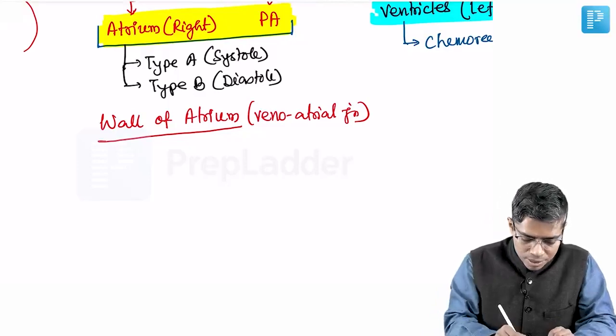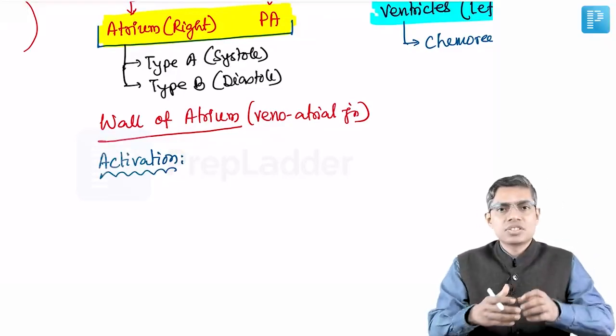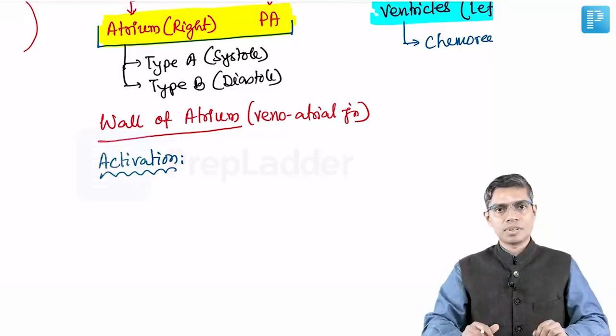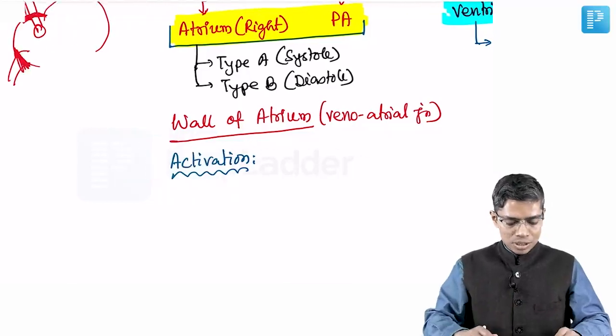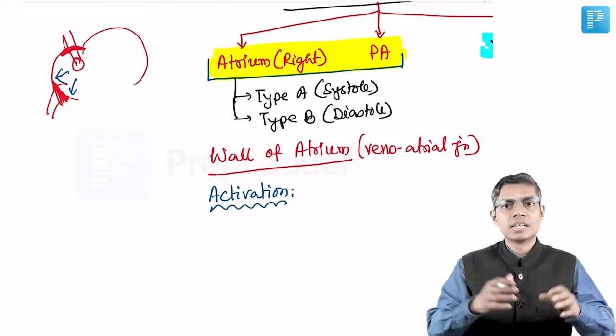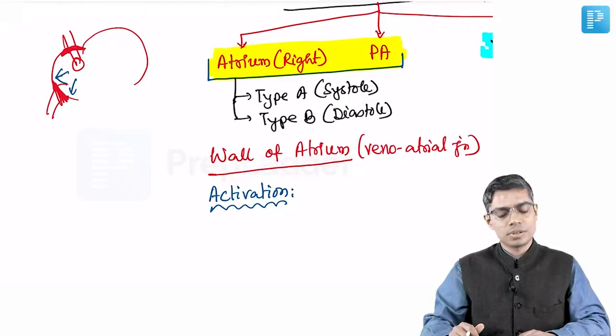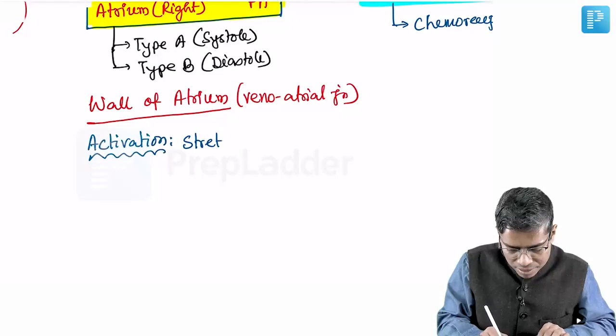How is this receptor going to be activated? Remember, very, very important: activation of this receptor is done by stretch on the right atrium. Obviously, baroreceptor means they are stretch receptors. So if you cause a stretch on this right atrium wall, there will be activation of this receptor. I'm writing here: activation will be done by stretch on right atrium wall.